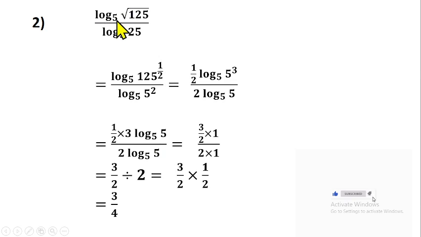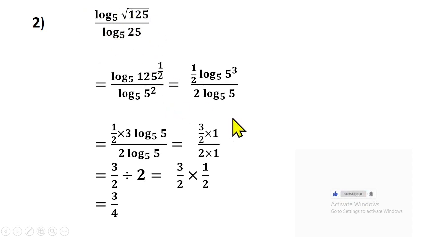Do we understand that? Let's see another question. We are having log of square root of 125 base 5 divided by log 25 base 5. If you are smart in thinking, you don't need to go through this step before you can get the answer. How many times can I raise 5 to get the square root of 125? It is possible. How many times can I raise 5 to get 25? That should be 2 times. Is that not it? It is.